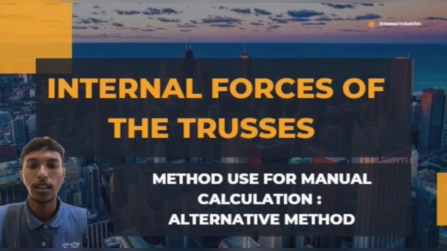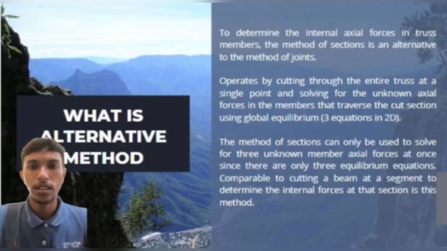Assalamualaikum, my name is Shairan and I will present about the method that we use to find internal forces of the trusses. The method that we use is the alternative method. The alternative method is used to determine the internal axial force in truss members. It operates by cutting through the entire truss at a single point and solving for the unknown axial force in the members that traverse the cut section using equilibrium equations. This method can be used to solve for 3 unknown member axial forces at once.